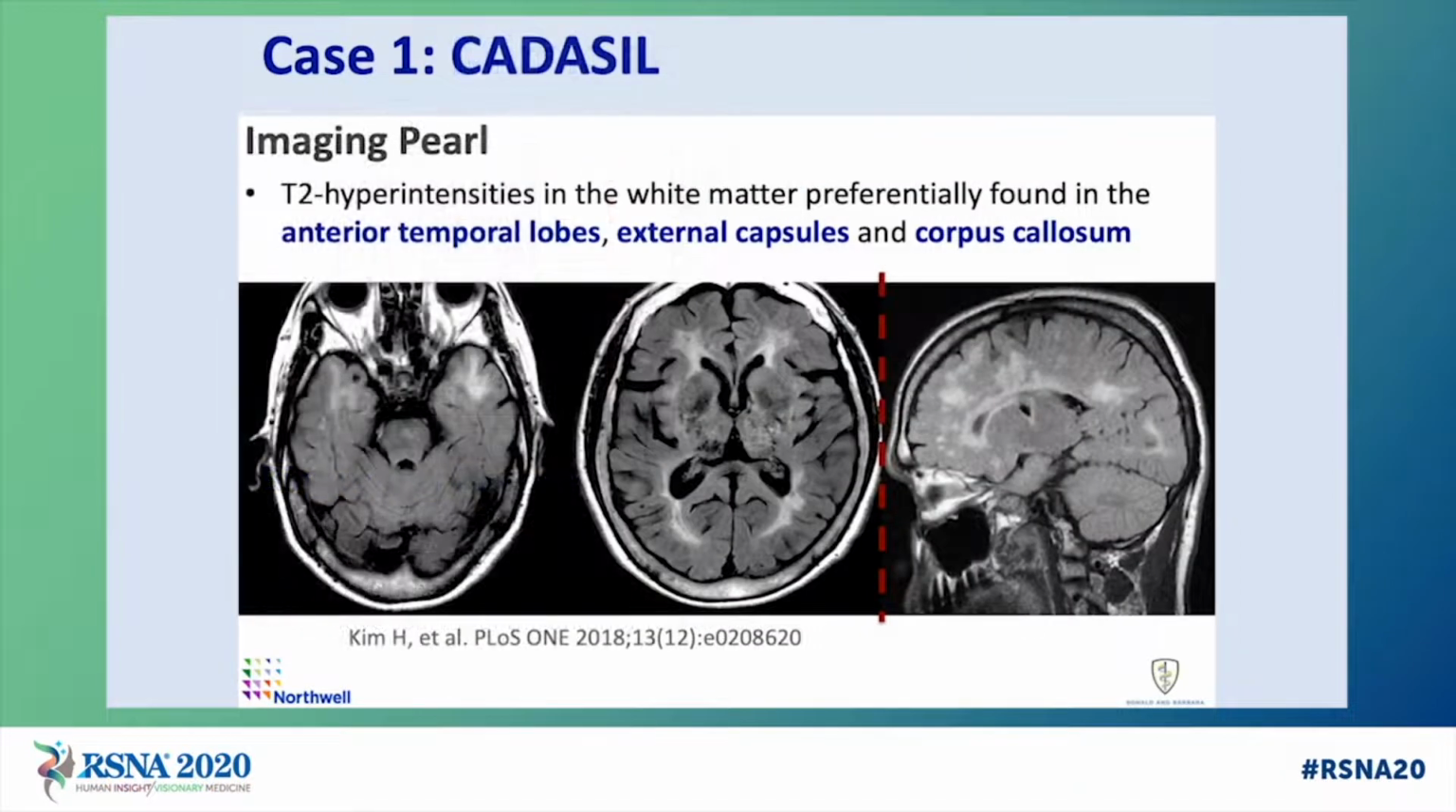The imaging pearl for CADASIL is the T2 hyperintensities in the white matter preferentially found in the anterior temporal lobes, external capsules, and corpus callosum. These MRI findings help to differentiate CADASIL from other similar entities in the differential diagnosis.